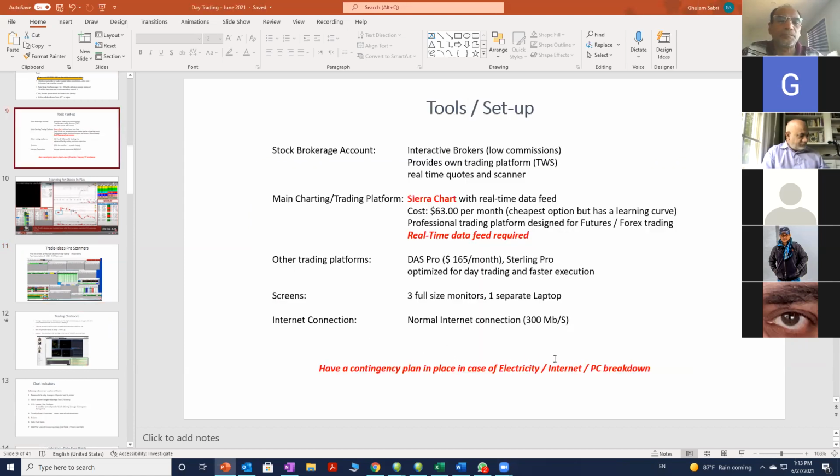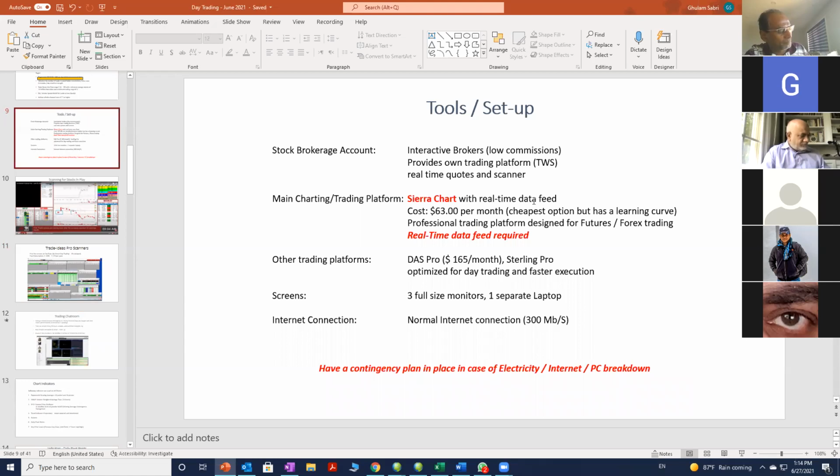But for faster execution, and just from the stock point of view, I recommend DAS Pro, which charges $150 to $165, and Sterling Pro. Sierra Chart is an excellent platform which I'm using. There is an issue with their data feed for stocks.